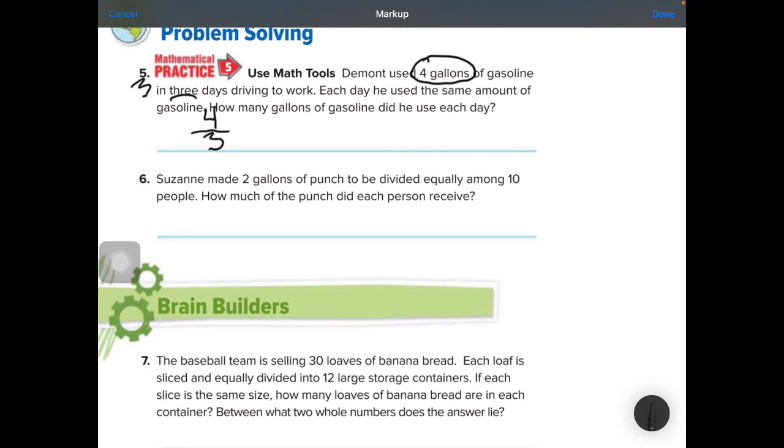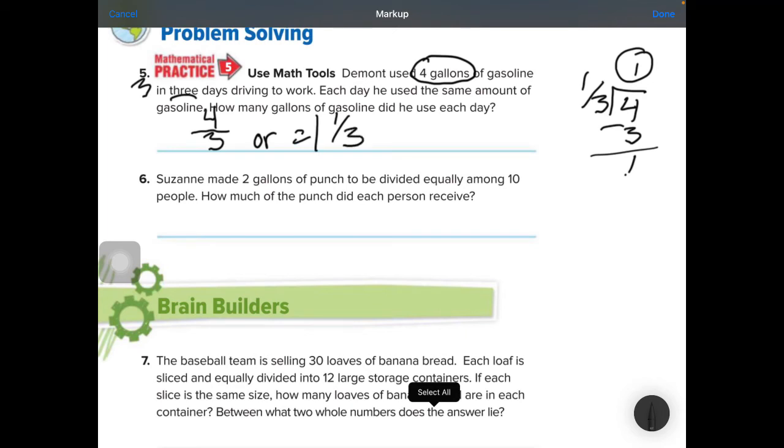Now that number's pretty top heavy, so that means we need to now simplify. So 4/3 would also look like this. 3 would go into 4 1 time, 1 times 3 is 3. There's 1 left over. So then my answer is going to be 1, and bring this left over up here, 1/3. Third gallons.